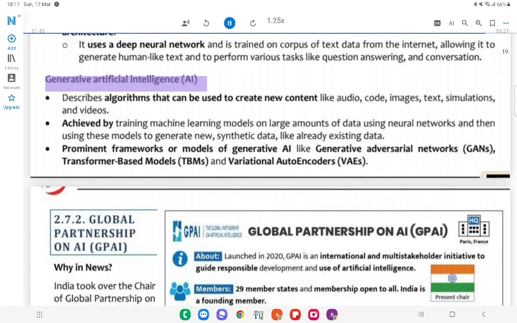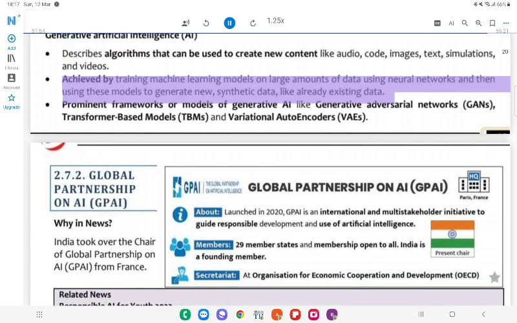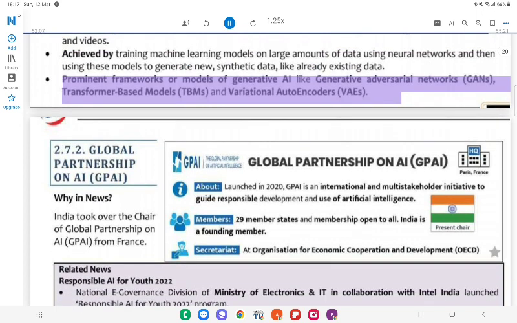Generative Artificial Intelligence (AI) describes algorithms that can be used to create new content like audio, code, images, text, simulations, and videos. This is achieved by training machine learning models on large amounts of data using neural networks, and then using these models to generate new, synthetic data, like already existing data. Prominent frameworks or models of generative AI include generative adversarial networks (GANs), transformer-based models (TBMs), and variational autoencoders (VAEs).